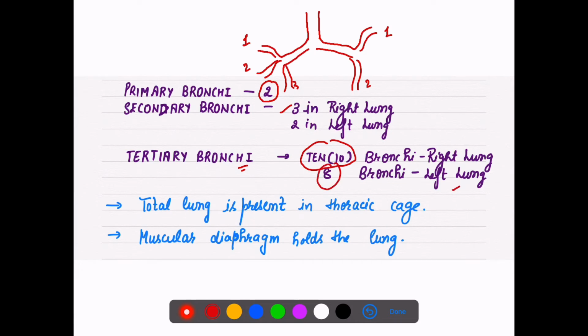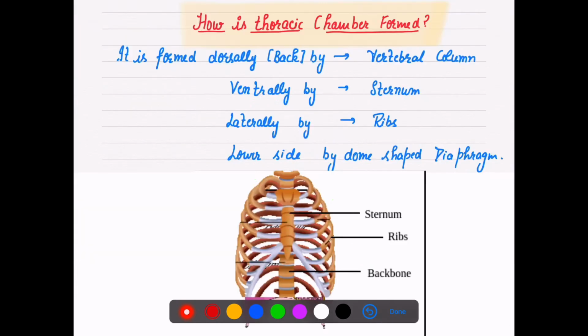So the total complete lung is present in the thoracic cage, and a muscular diaphragm, which is dome shaped, is holding these lungs together. Now, how is this thoracic chamber formed? I already told you that the back side, we use the word dorsal. So the dorsal side is covered with the vertebral column. Ventrally, there is the sternum, and laterally there are the ribs, and the lower side has the dome shaped diaphragm.